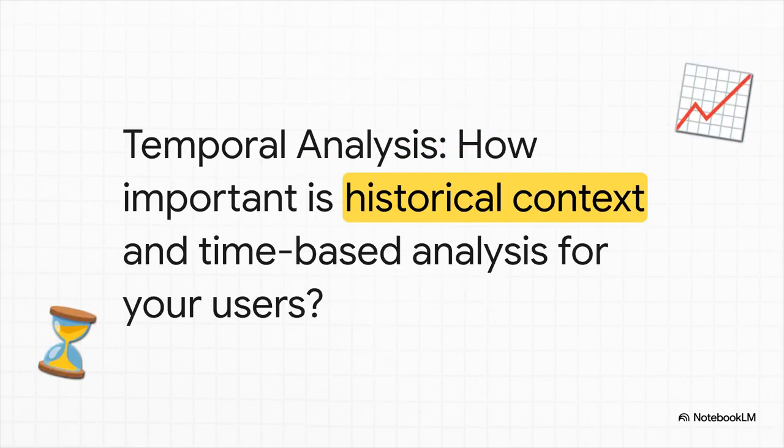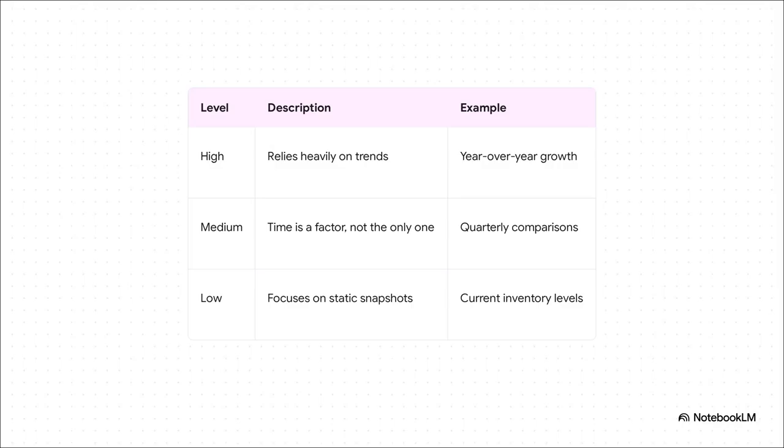All right, moving on. The second dimension adds another really interesting layer to this. It's called temporal analysis. And the key question here is simple. Just how critical is time? How critical is historical context for your user? And this really highlights a huge difference in how people work. Somebody with a high temporal need, they are all about spotting trends over time.